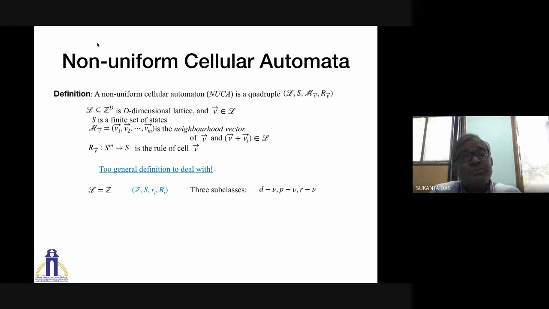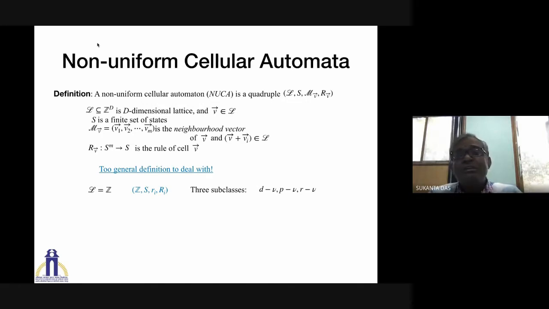Why were these subclasses defined? Because we cannot deal with non-uniform automata of this general type. If you do not know, for a particular arbitrary cell, which kind of rule that cell is using, then you cannot get the next configuration. You cannot evolve the system, right?